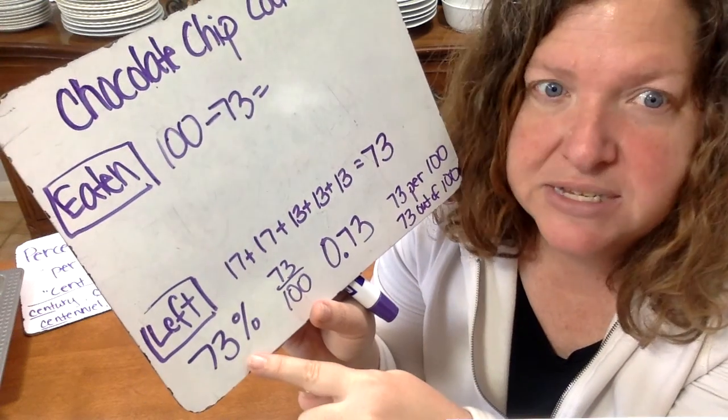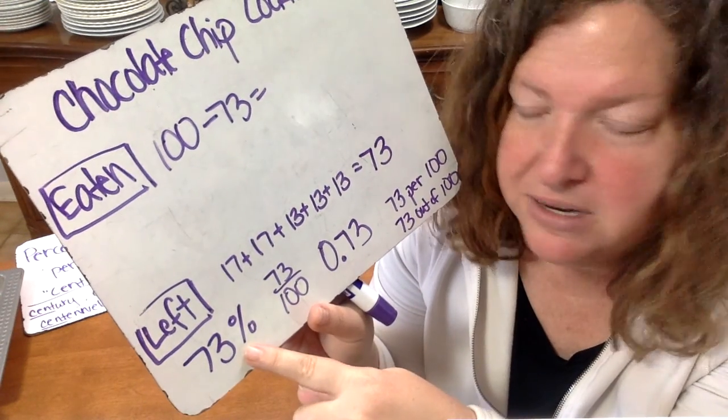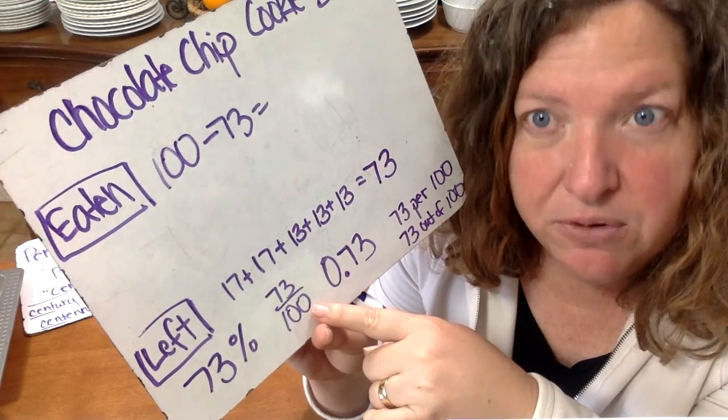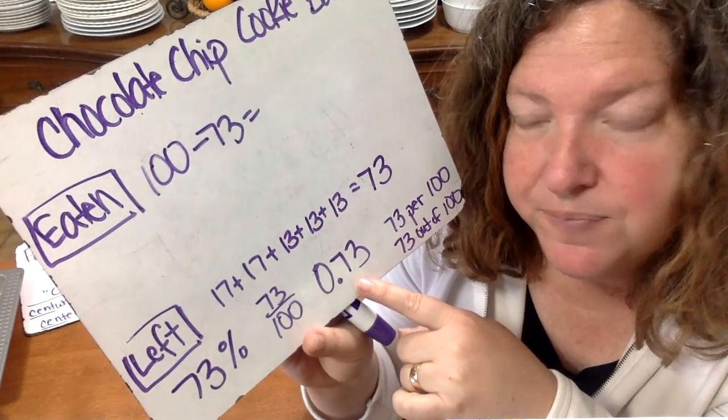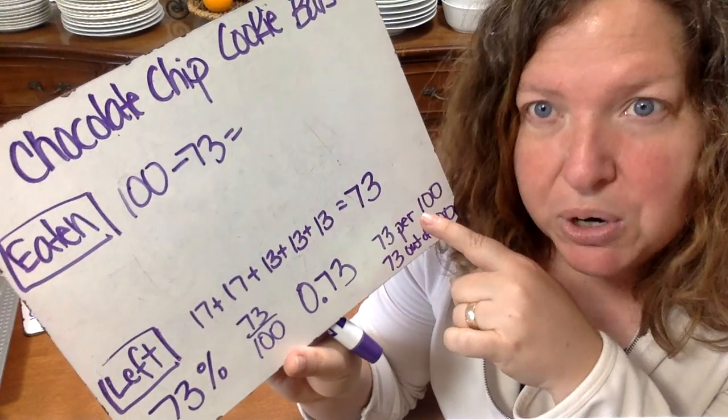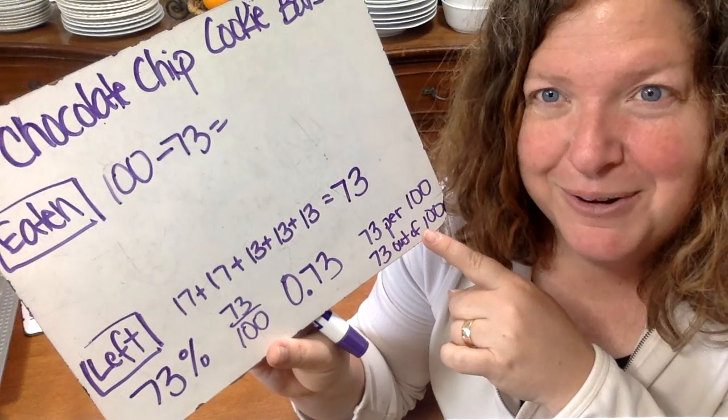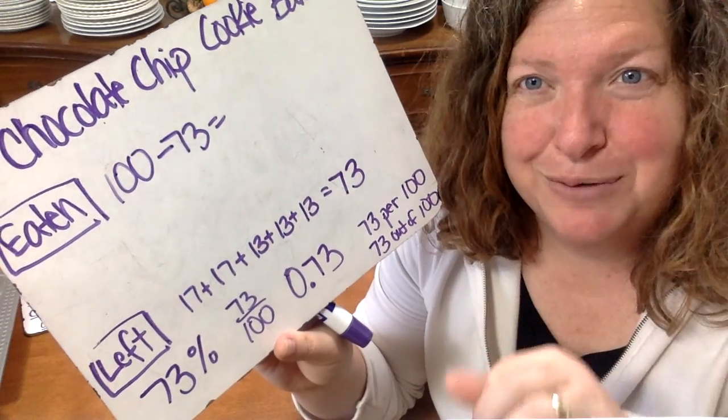Now, once you know that number, see if you can think about all the ways that you could represent that number and use this as a guide. Write it using a percent sign. Write it as a number out of 100, like a fraction. Write it as a decimal. And then write it using the word per and using the word out of. Pause the video and do that, and then we'll be right back.